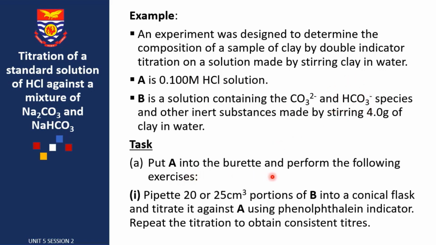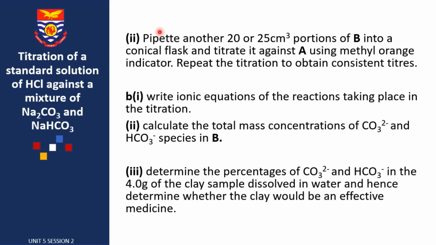Put A into the burette and perform the following. Pipette 20 or 25 portions of B into a conical flask and titrate it against A using phenolphthalein indicator. Repeat the titration to obtain consistent values. So you see, in this instruction, they didn't say that we should add the other indicator to the resultant solution, an indication that the titration is a discontinuous one. Pipette another, so this is a fresh solution again. We'll pipette 25 into a conical flask and titrate it against A. This time around we are using methyl orange.